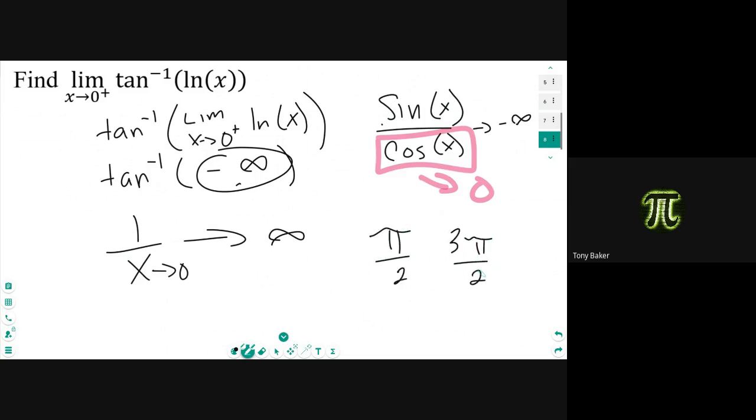I didn't see the limit. Gotcha. I thought you said you're moving a little bit inside, so aren't we just finding? You are, correct. It's 3 pi over 2 or negative pi over 2.